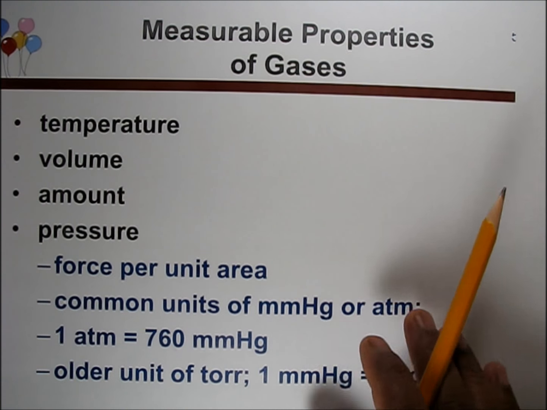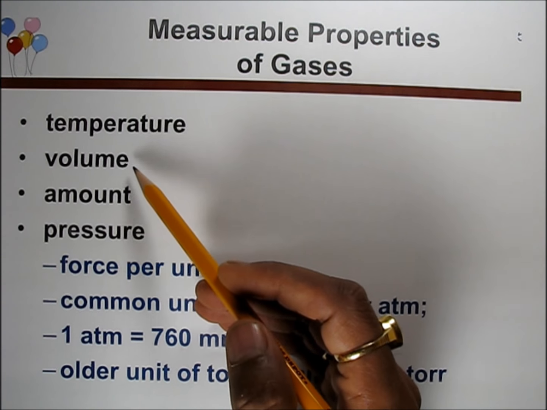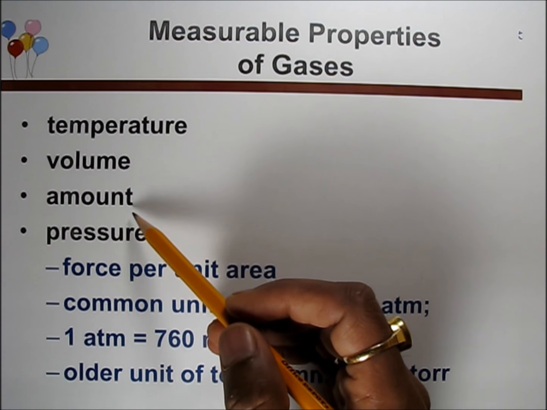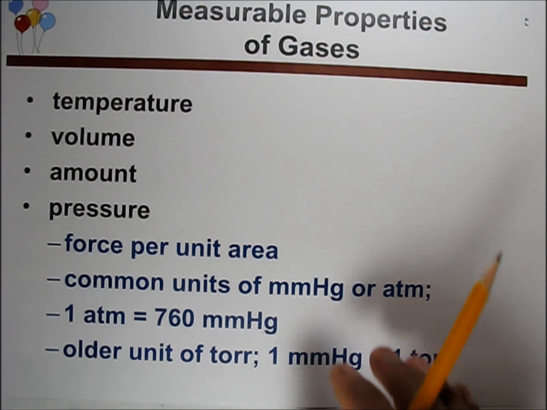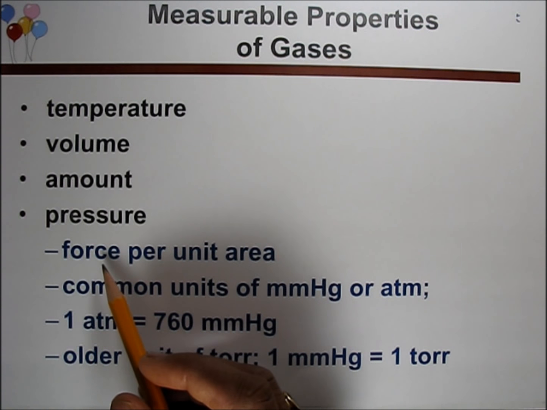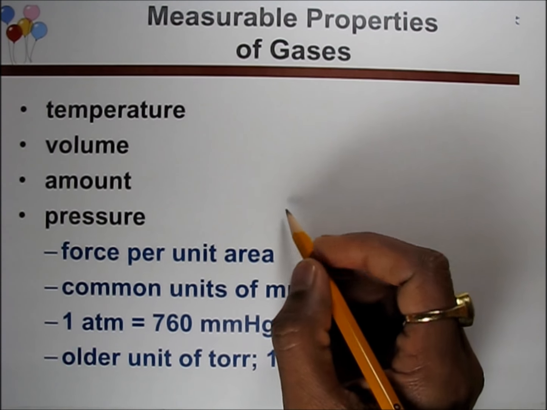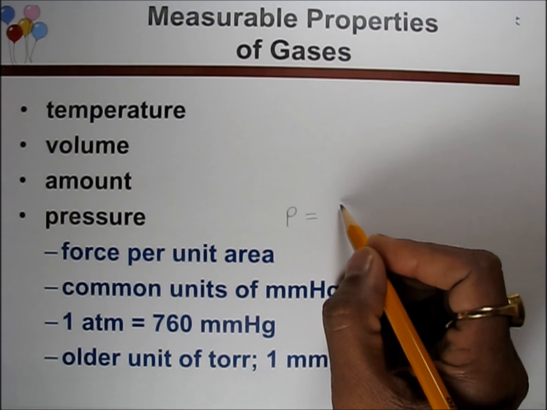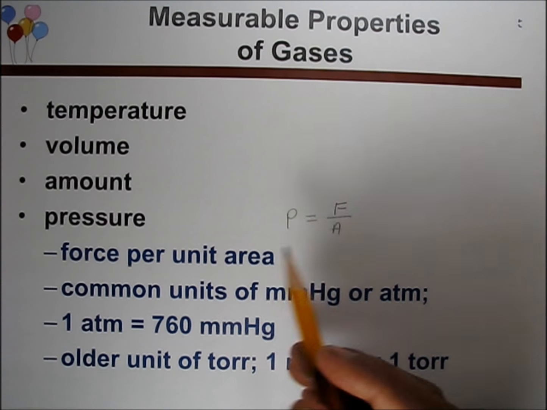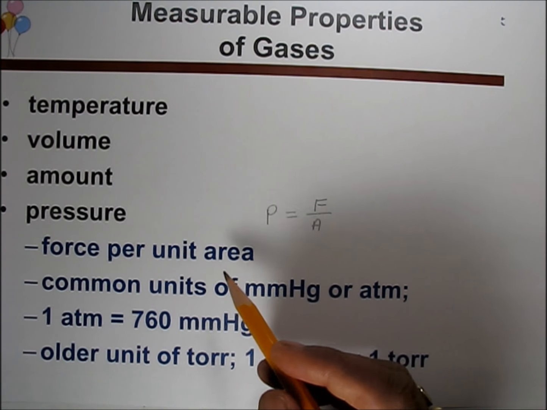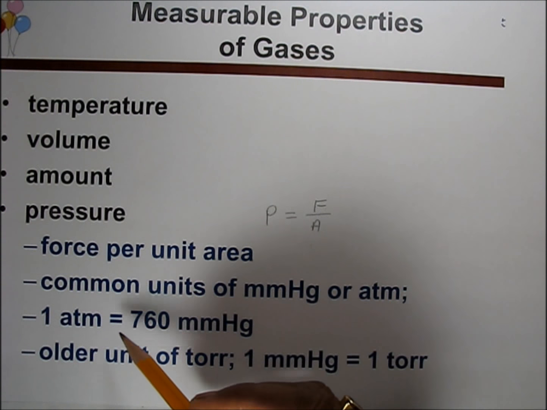Next are the measurable properties of gases. What are the properties of gases that we can measure? We can measure the temperature of a gas, the volume of a gas, the amount, how much we have, and the pressure also. So what is pressure? The definition of pressure is force per unit area. So this is the formula for pressure: P is equal to F upon A, where F is force and A is unit area.